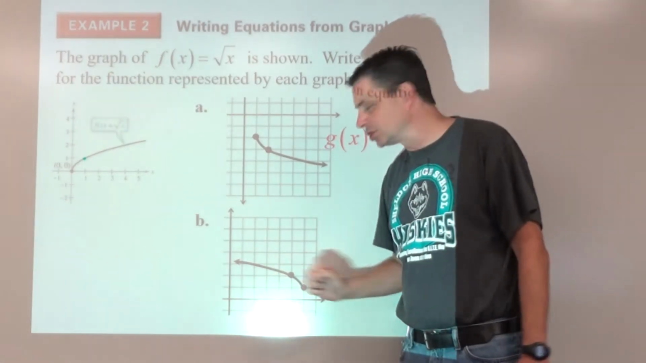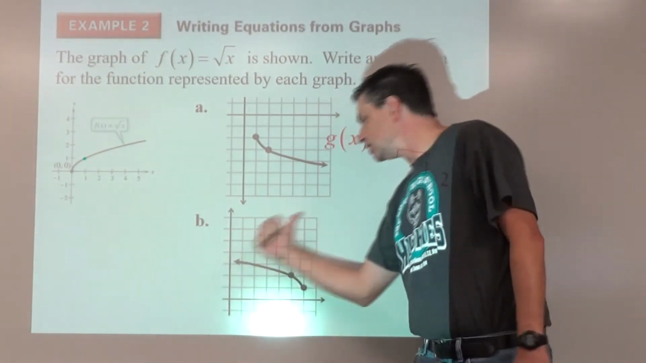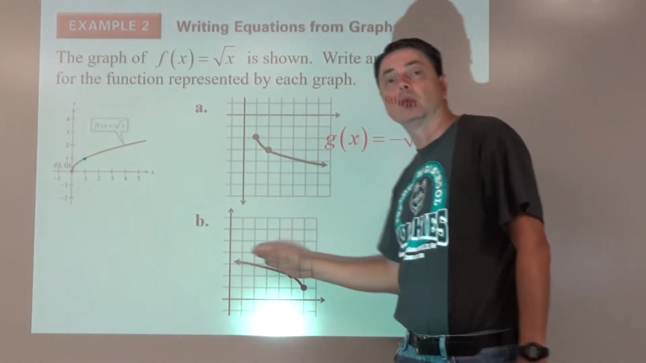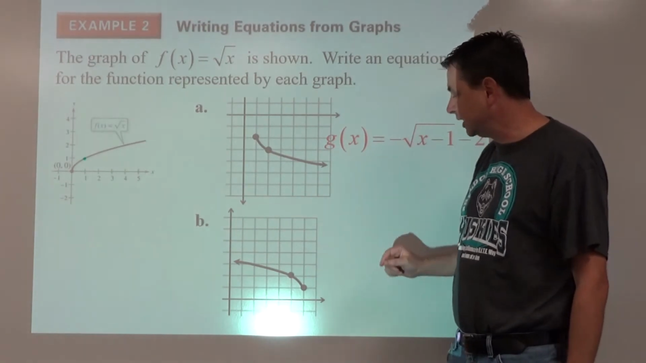This one's a little bit more challenging. Probably want to simplify. Instead of going to the right, this one's going to the left. So we have reflected across the y-axis. Think of that first. So that's going to be a negative inside.